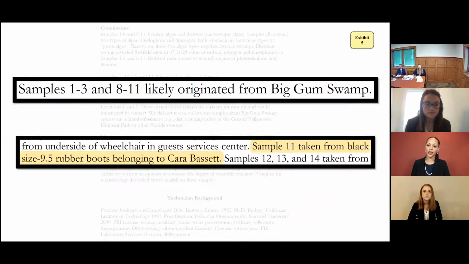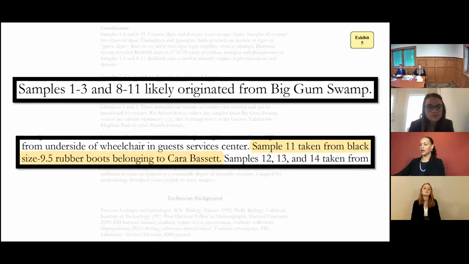I would. We have on the screen what's already in evidence as Exhibit 5. Ms. Johnson, what is this document? This is the forensic report of the boots, spelling out that the mud on those boots likely originated from Big Gum Swamp. After you found out that these boots had algae on them that was a match to Big Gum Swamp, what was the next step in your investigation?